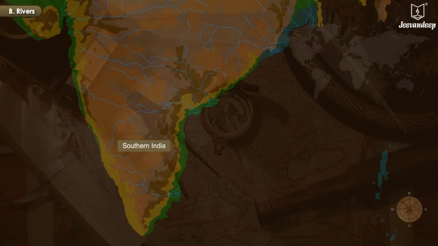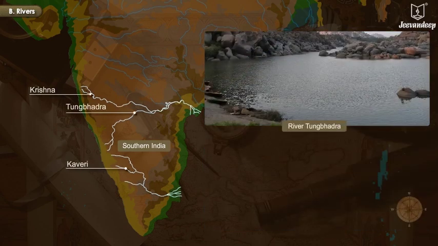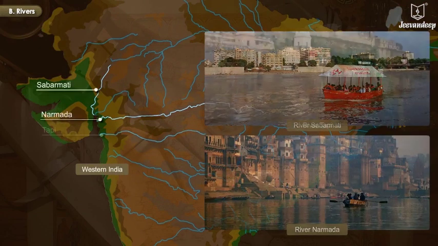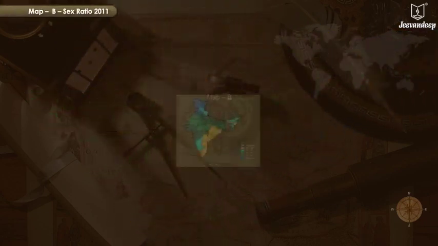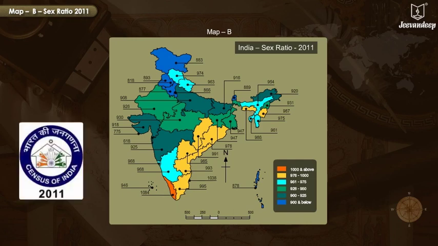Southern India. Southern India has rivers like Krishna, Kaveri, Tungabhadra, etc. Western India. Sabarmati, Narmada, and Tapi are the major rivers in the west. Map B. Sex Ratio 2011. Map B shows the sex ratio of each state in India according to the 2011 census.